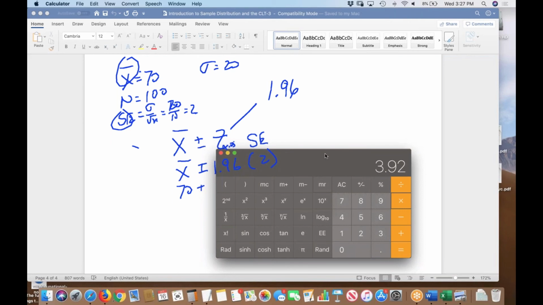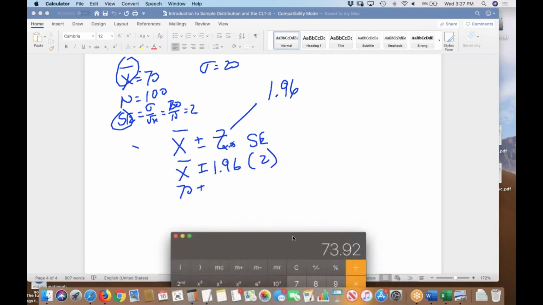So I need to add and subtract that from my value 70. So 70 minus 3.92 is equal to 66.08. That's going to be the lower end of our confidence interval. And 70 plus 3.92 is going to be the upper end of our confidence interval, 73.92. So that's what I'm going to report as my confidence interval when I report my results.